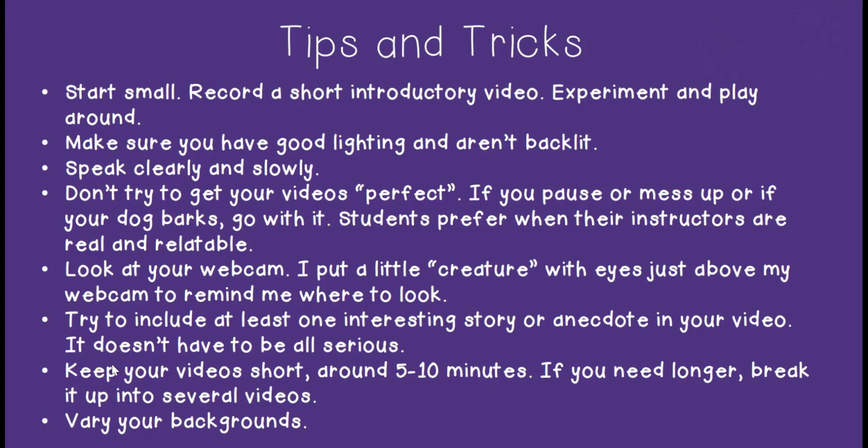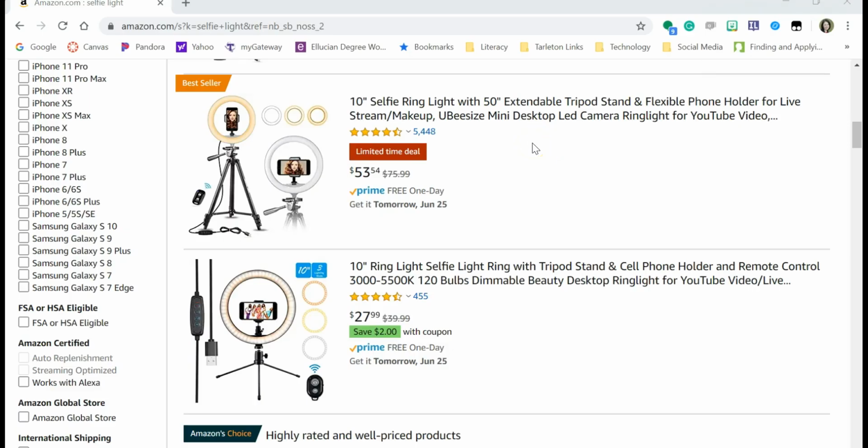Okay, so here are some of my tips and tricks for creating screencasts for your students. You can start small, just record a short introductory video, kind of experiment and play around with screencasting and what you can do. Make sure that you have good lighting and aren't backlit. I know a lot of us are working from our home offices and don't necessarily have good lighting, and I want to show you something that you can get to help with that. If you go on Amazon and search for a selfie light, you will get lots of options at all different prices, but they're really nice because you just set them up on your table with a tripod, and there's different colors and lots of different options for those lights.